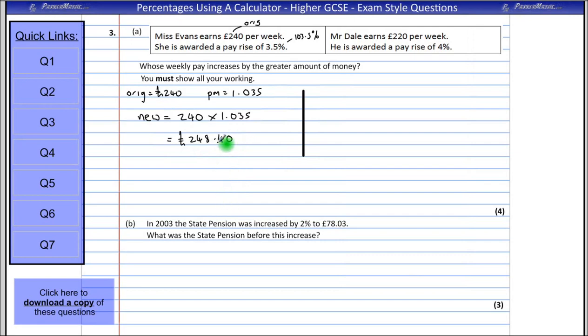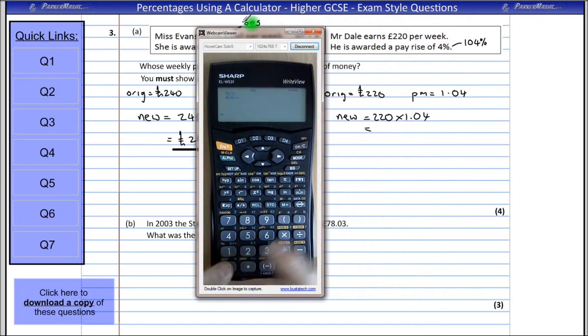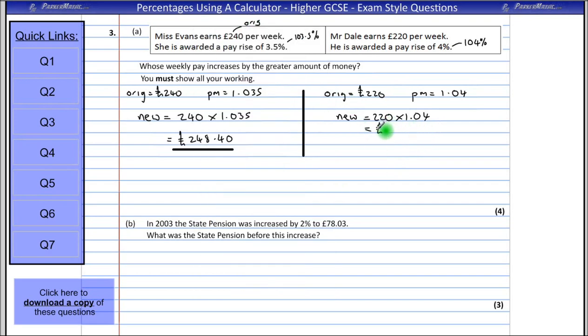248.4, because it's in pounds, we'll put an extra 0 on the end. So we've now worked out how much Miss Evans earns after her pay rise. We'll do the same thing for Mr Dale. So his original amount is £220. He increases by 4%, so he now earns 104% compared to what he used to earn. So our percentage multiplier, divide this by 100, would be 1.04. So the new amount for Mr Dale is 220 times 1.04. If we do that, we get 228.8. So 228.80.